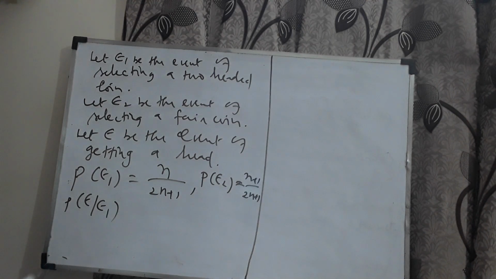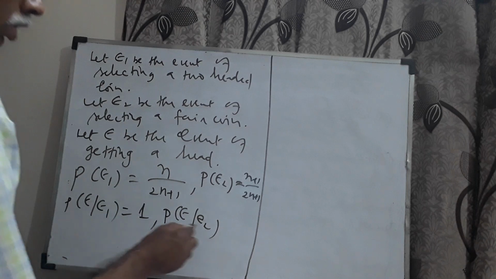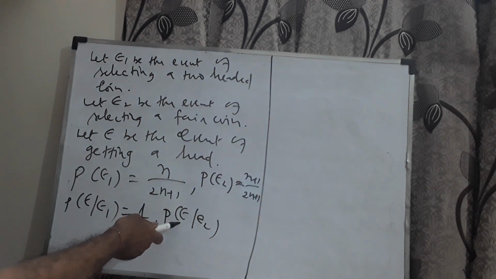You will always get a head. Therefore, it is a sure event. You will get it to be 1: P of E bar E2. The denominator occurs first in both cases. You are getting a fair coin and you are getting a head.